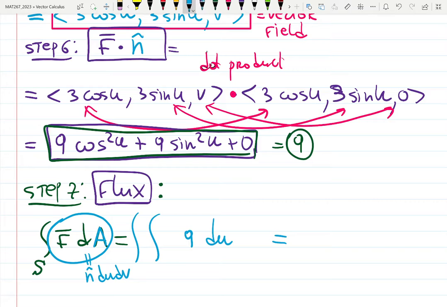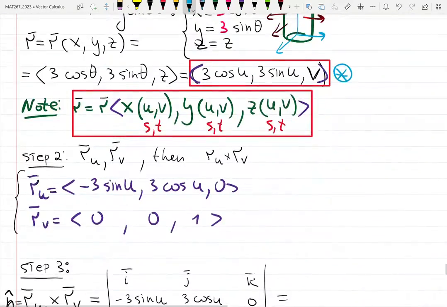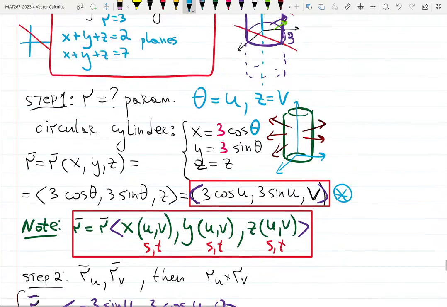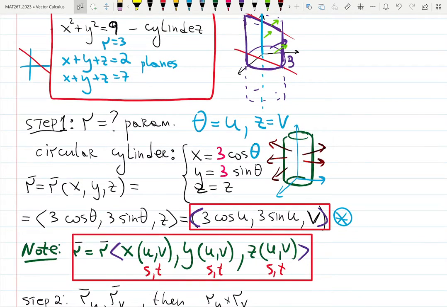Actually, we don't have to change the notation, du dv. So let's put the angle. It's from 0 to 2 pi, not surprising because we have the whole rotation. So this is theta, remember? Theta we chose to be u, and then z was chosen to be v. That's height. That makes sense. So now we just need to find how high the z is going. Z is going from 2 to 7.